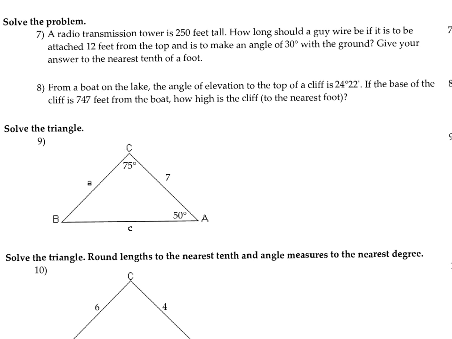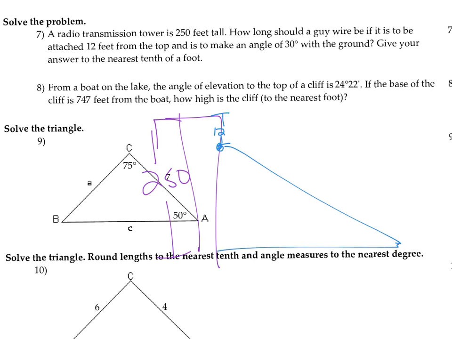Okay, numbers 7 and 8 are your right triangle trig questions. So 7 says a radio transmission tower is 250 feet tall. So if I drew a tower, it would be 250 feet tall. How long should a guy wire be if it's to be attached 12 feet from the top? So you've got a wire that starts 12 feet from the top and makes a 30-degree angle with the ground. And it wants to know how long that wire should be. So it's going to be x.